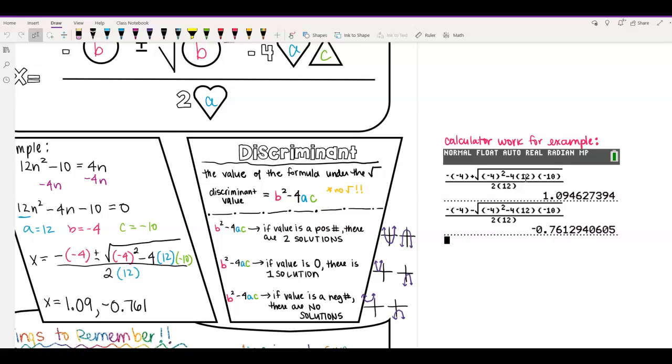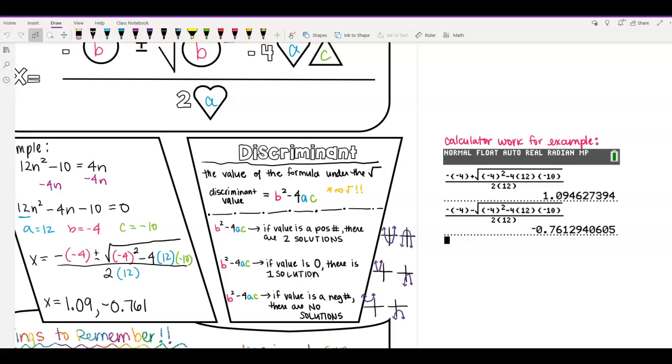So those are my two answers, x equals 1.09 and negative 0.761. I got that from my calculator by typing all of that in with the plus sign once to get one answer and then the minus sign to get the second answer.